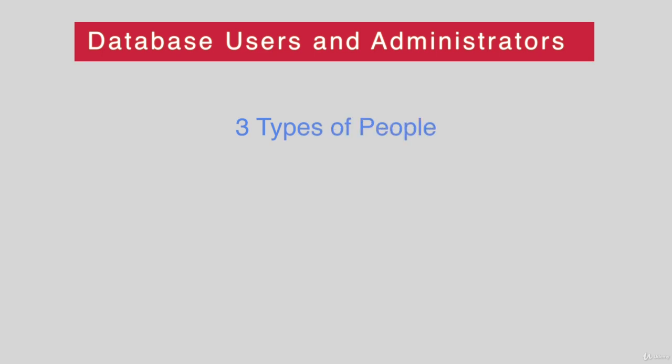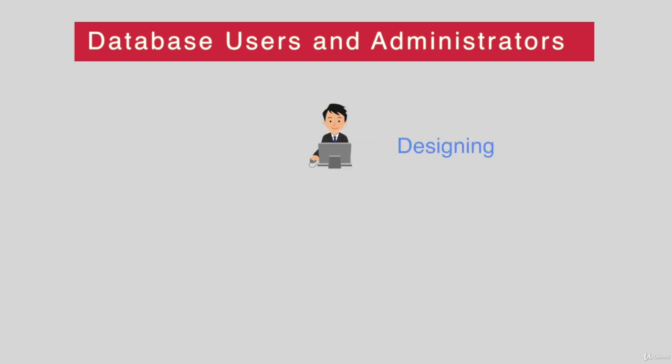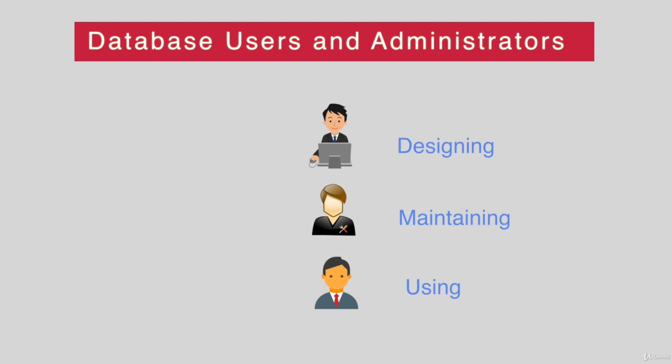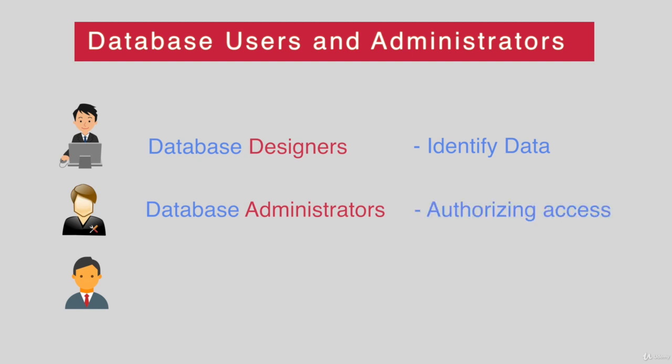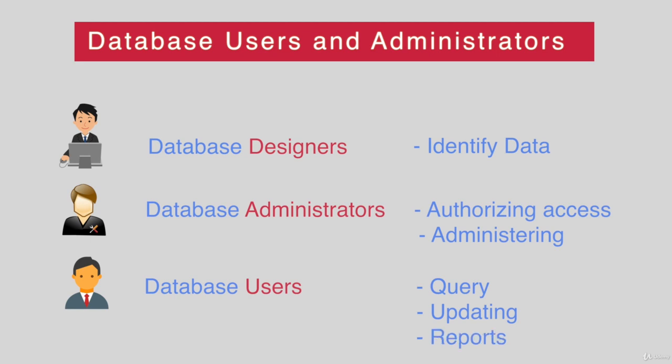There are three key types of people involved in designing, maintaining, and using a database. Database designers are responsible for identifying the data to be stored in the database and its design. Database administrators are responsible for authorizing access to the database and administering it. Users access the database for querying, updating, and generating reports. There are many other types of database users. We will discuss that more clearly in further topics.